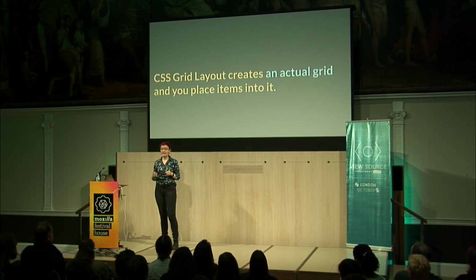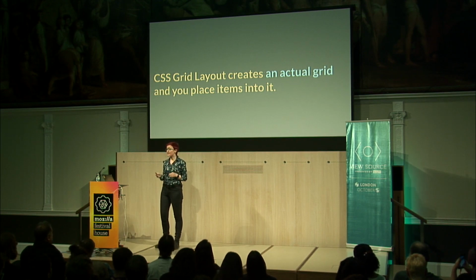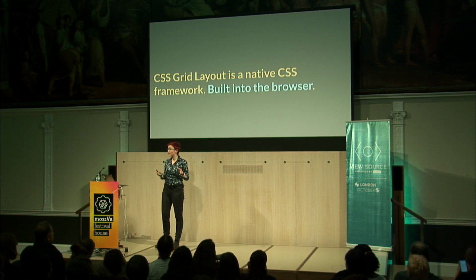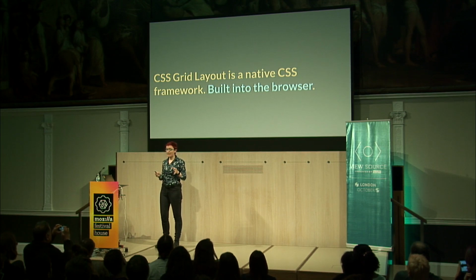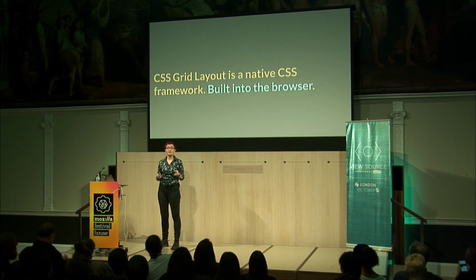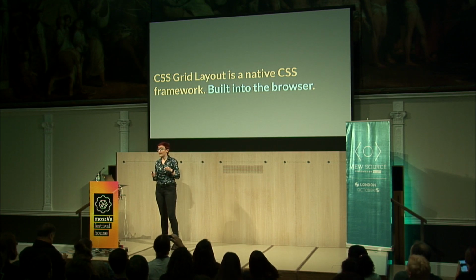And CSS Grid Layout creates an actual grid, and you put items into it. And so when we say that CSS Grid Layout is a native CSS framework built into the browser, that's what we mean. We've actually got a real grid system. And I think it's no wonder that people are a bit confused, and they keep sending me grid-based grid frameworks that essentially use row wrappers and are making grid one-dimensional again.